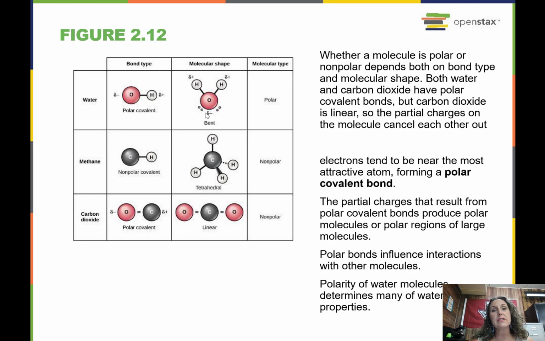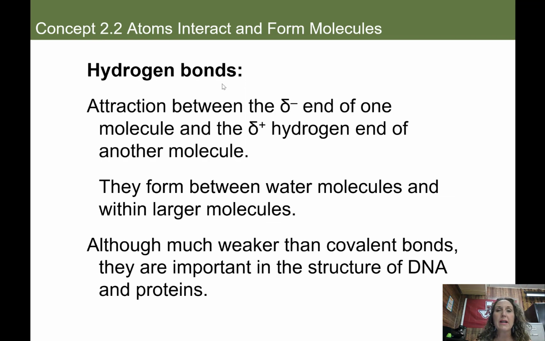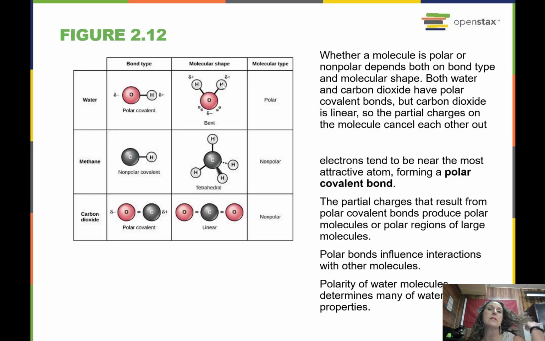So if you look here, you're going to see that the oxygen is slightly negative. That's what this weird little symbol means, slightly negative, and that each hydrogen is slightly positive. So this oxygen is going to be attracted to other things that are positive, including the hydrogens of other water molecules, and the hydrogens, which are slightly positive, will be attracted to things that are slightly negative. So the interaction between the negative end of one and the positive end of another molecule is going to form hydrogen bonds. So we have covalent bonds here that we were talking about.